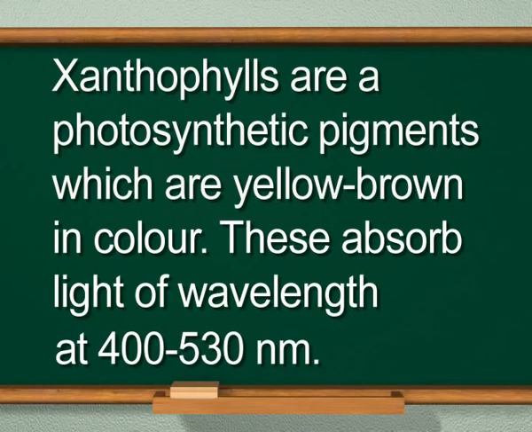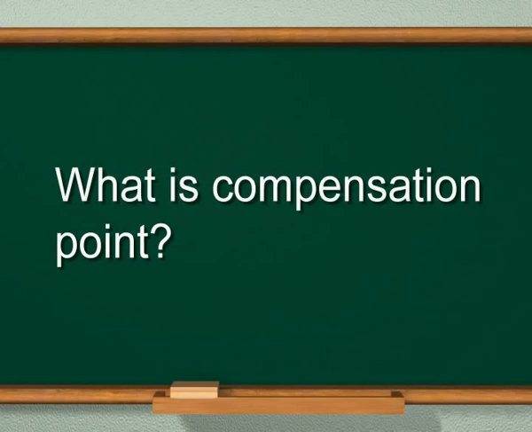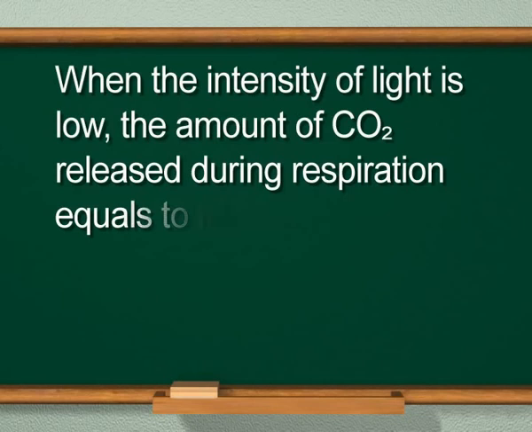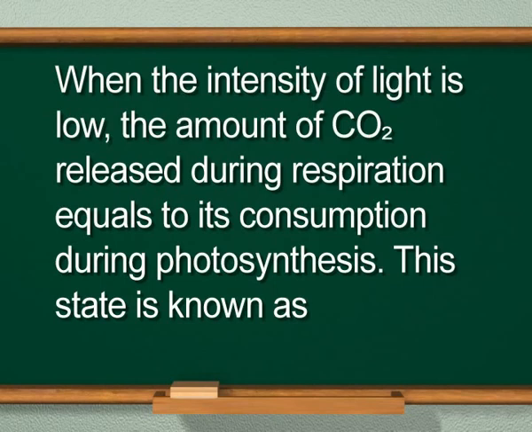My next question is, what is compensation point? The answer is, when the intensity of light is low, the amount of carbon dioxide released during respiration equals its consumption during photosynthesis. This state is known as compensation point.